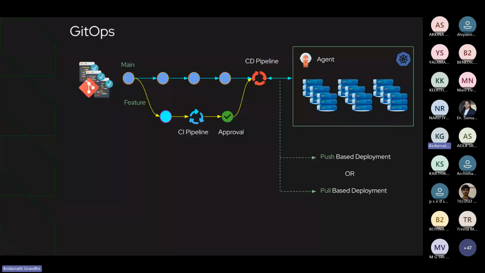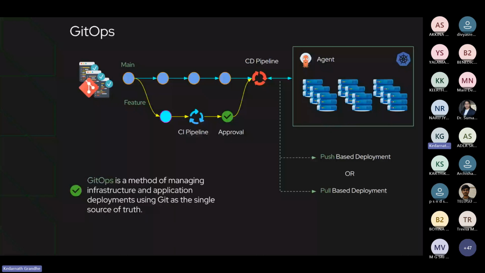Okay, and it will keep monitoring this particular Git repo in the main branch. Whenever a change is merged into this main branch, this particular agent will pull that change and apply it in the cluster, right? So push based means the CD pipeline will only push the changes. But in terms of GitOps, Argo CD and Flux CD are popular tools that are famously using pull based deployment.